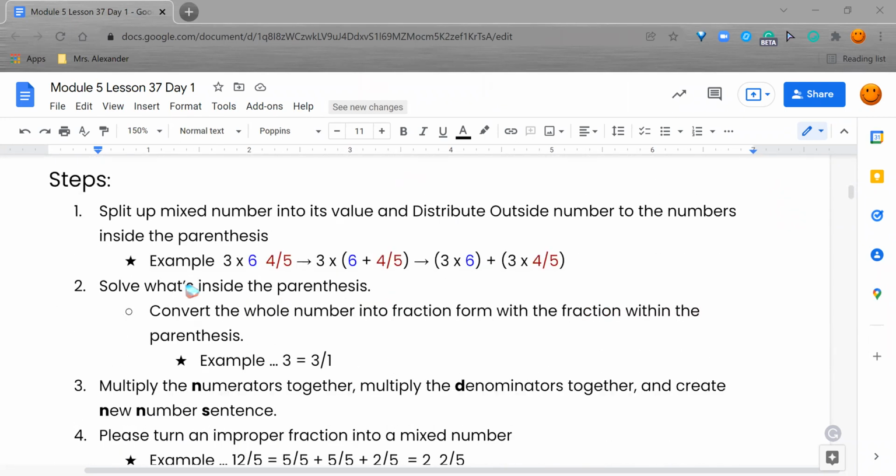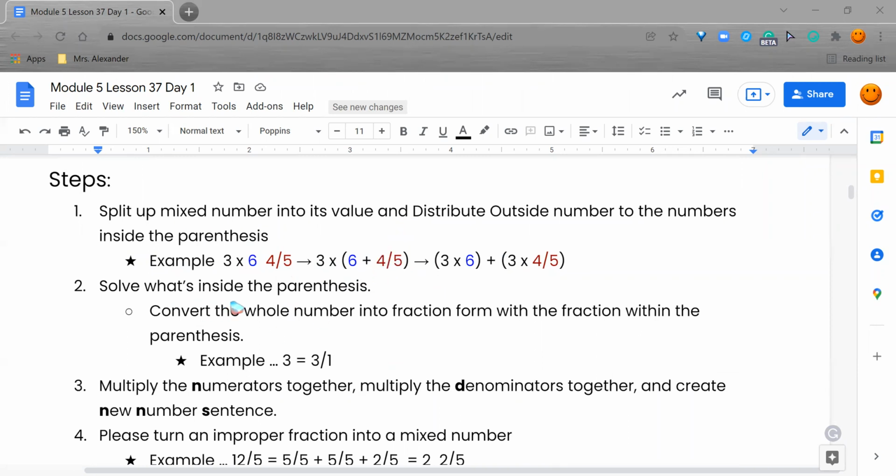Here are the steps. We're going to split up the mixed number into its values. So we have 3 times 6 and 4/5. We're going to multiply the 3 by both of these. Okay, we've split these apart, and then we have 3 times 6 plus 3 times 4/5. Remember, the 6 and 4/5 right here is adding them together.